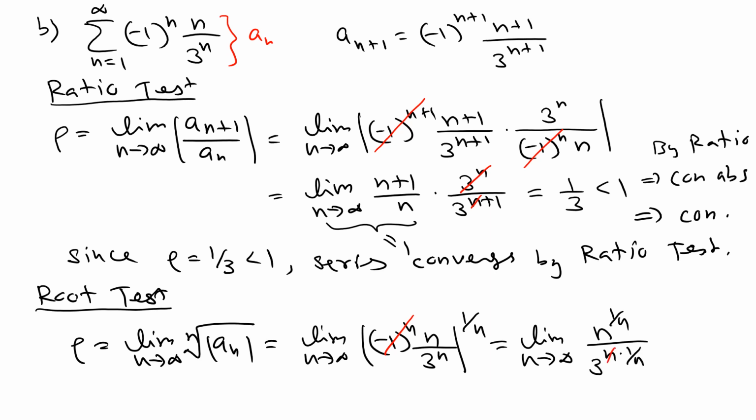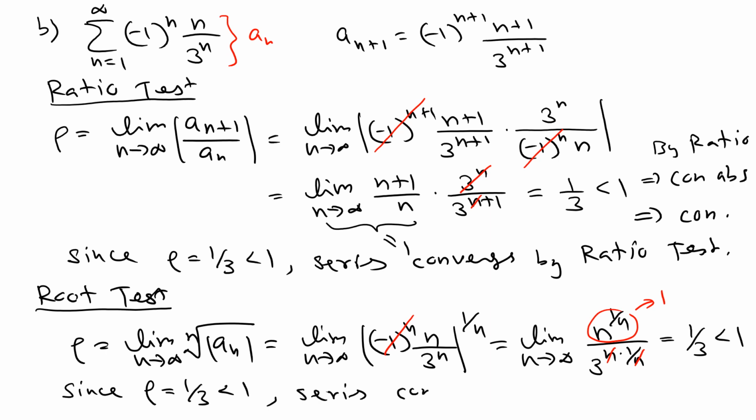But you can see that this n and that n get cancelled. But what happens at the top? At the top, you can see that this limit goes to 1 when n goes to infinity. So that means what you get is simply 1/3, which is less than 1. So that means by the root test the series can converge. Okay, so you can say again, since rho, which is 1/3, is less than 1, the series converges, actually converges absolutely, by the root test.